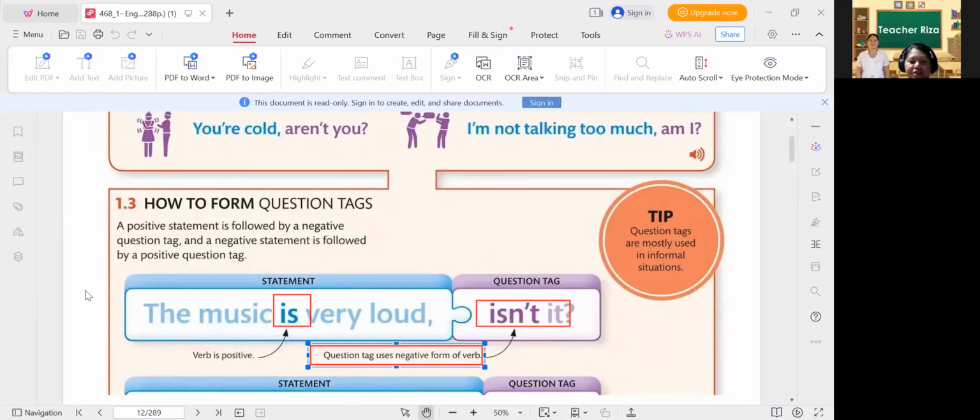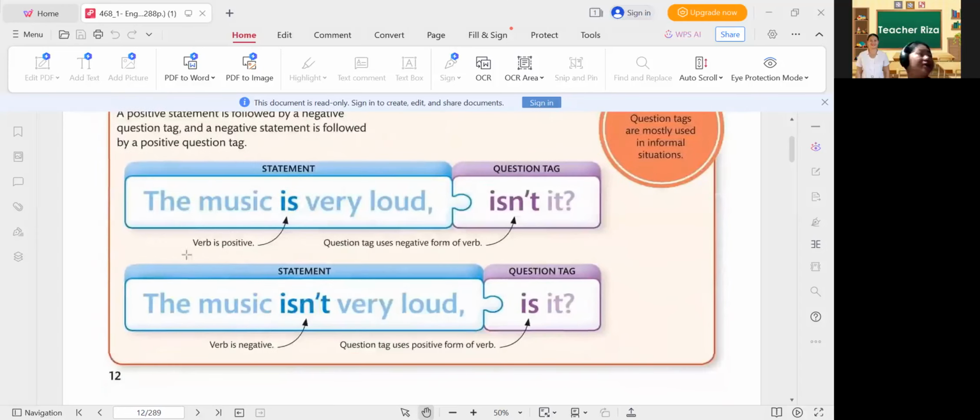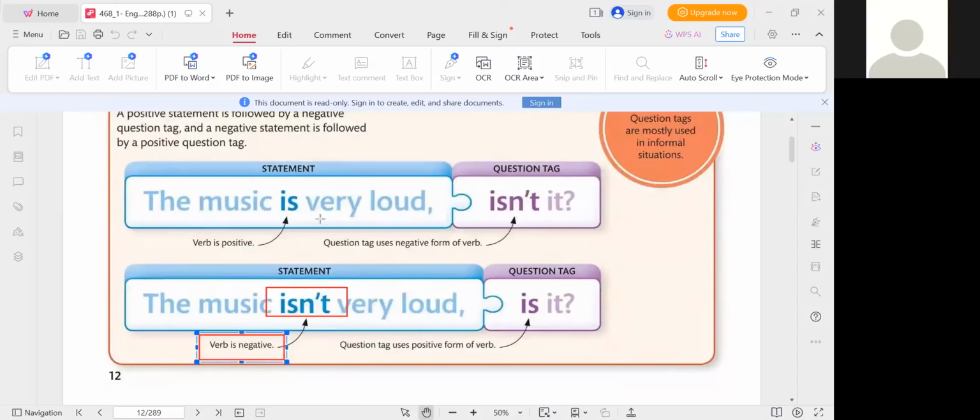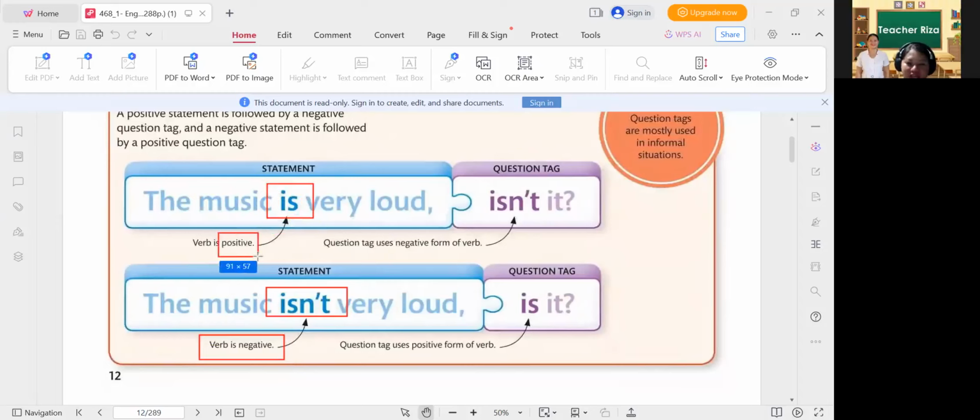Okay, very good. So let's have another example. Another example here is this one. Let's compare the two sentences. The first one is this statement: the music isn't very loud. So the word isn't here is negative. The verb is negative. Understand? Yes. Well, the other sentence here, the word is positive. Do you see the difference?